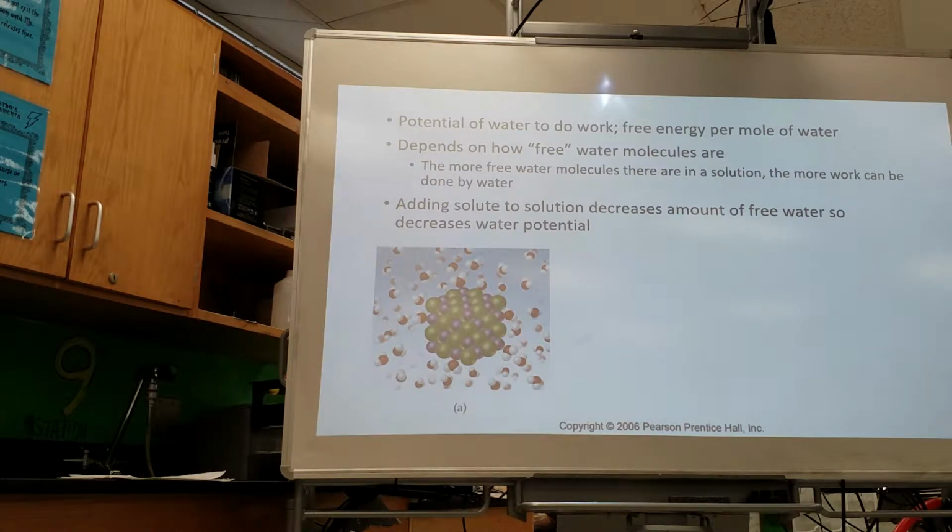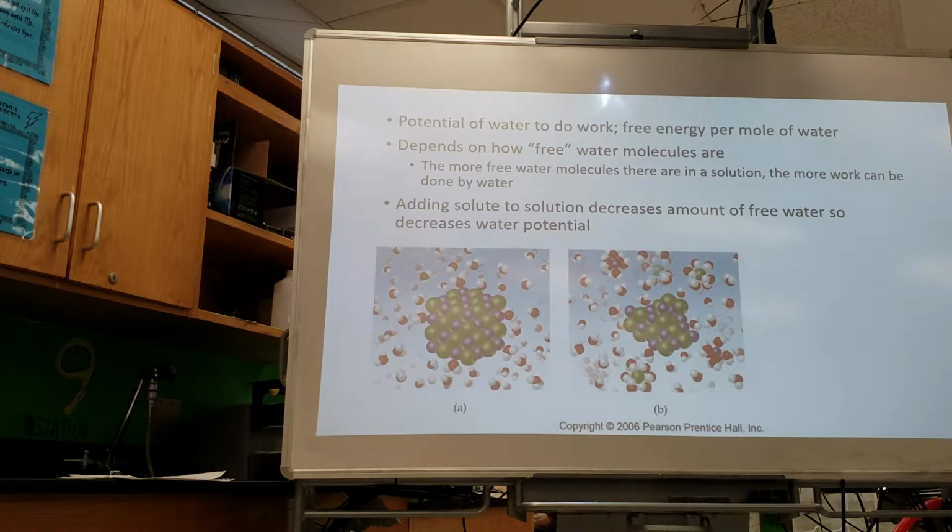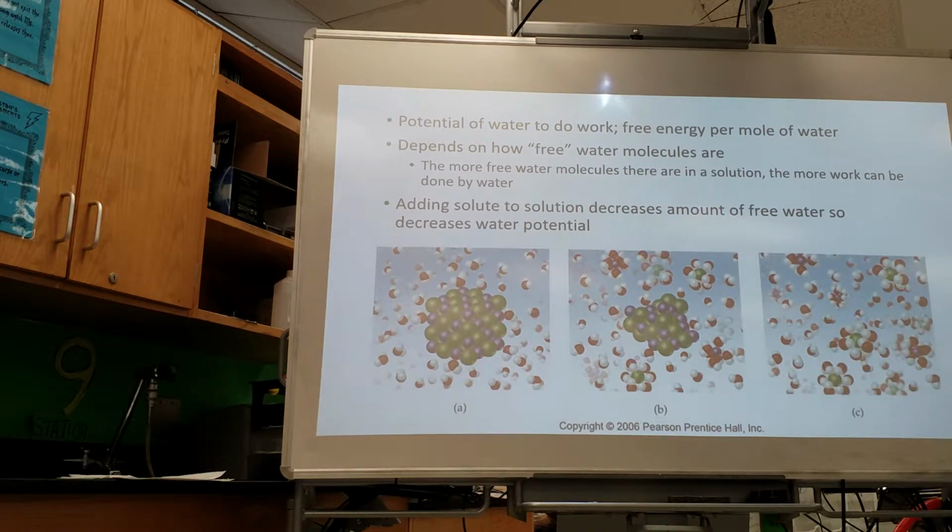So if you have a salt crystal dissolved in water, in the beginning, before any of the salt ions have moved out into the water, you'll have a lot of free water. It's free to do work. But as those start breaking off from the salt crystal and start interacting with water, notice this water, when it's around an ion, is no longer free to do any work. It's stuck around that solute. And as more and more of the water ends up being stuck to solute, less and less of it is able to do work. So as you add solute to water, it will decrease the water potential.